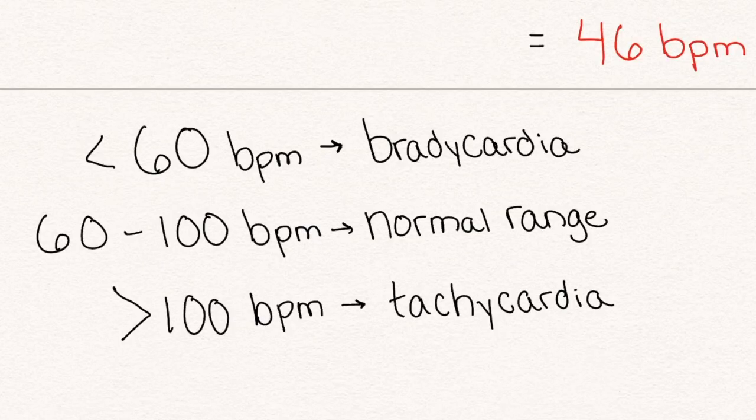If we compare this heart rate to our normal range, we'll notice that the heart rate we've calculated is much less than 60 to 100 beats per minute. So this person's heart rate is in bradycardia. What that means is their heart rate is lower than normal.